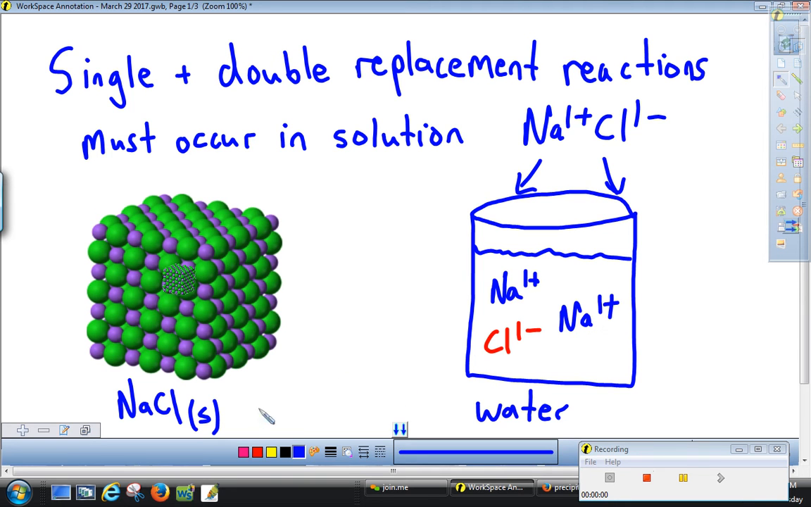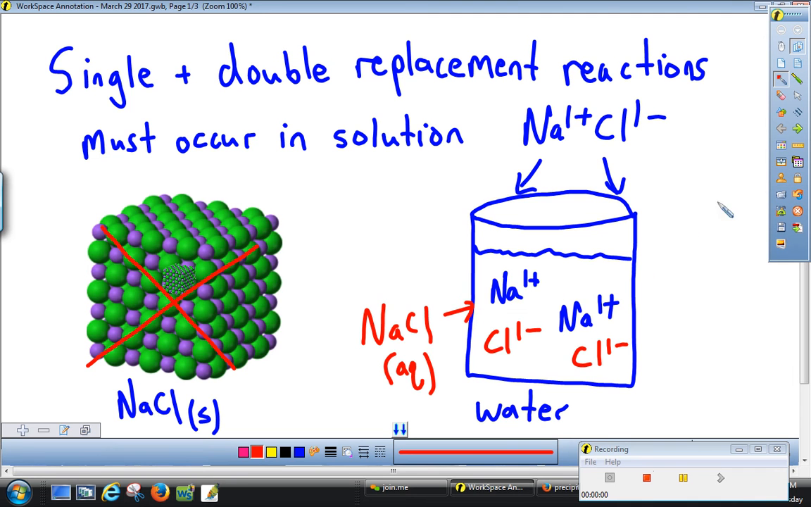That allows them to switch places and to react with other things. So solid sodium chloride does not react. Sodium chloride that is dissolved in water, aqueous, can react. That's what we want to talk about. Will it react? How do we know if it's going to react?